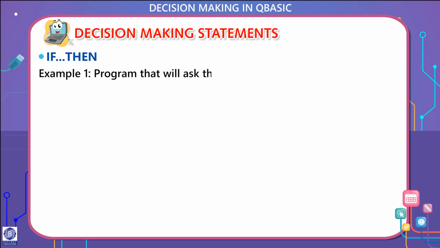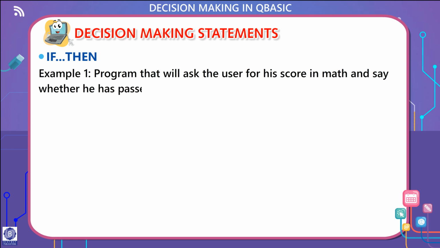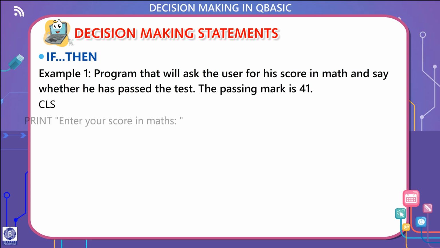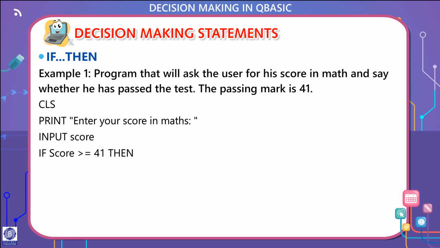Example 1. Program that will ask the user for his score in math and say whether he passed the test. The passing mark is 41. CLS. Print "Enter your score in maths". Input score. If score is less than 41, then print "You have passed the test". End if.